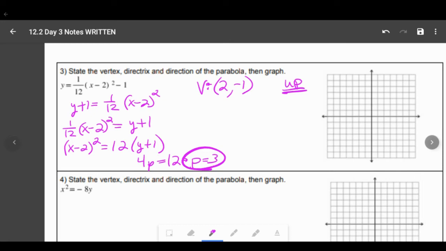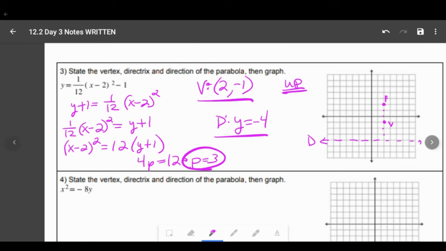Okay, so if I start my graph at 2, -1, which is my vertex right here, and go up 3 spots, 1, 2, 3, there is my focus, because the parabola is opening upward. To find my directrix, I go 3 steps the other way, 1, 2, 3. I know that right here, that is my directrix. It's a horizontal line, so y equals 1, 2, 3, down to -4. And there is my equation. It's moving up, and there's my vertex.